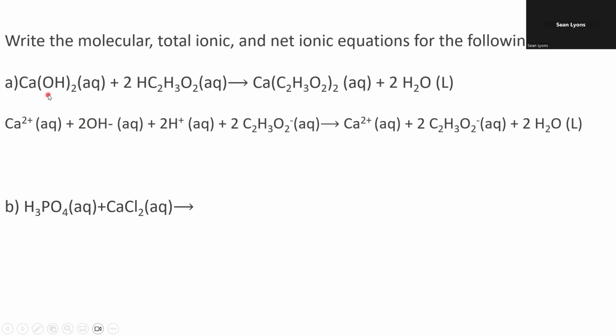So when we look at it, we're still conserving mass, conserving charge. We've still got the same amount of stuff. We're just showing how it truly is in this solution. Because once we dissolve it, it doesn't stay as the calcium and those hydroxide ions attached anymore. They break apart and then get surrounded by water molecules.